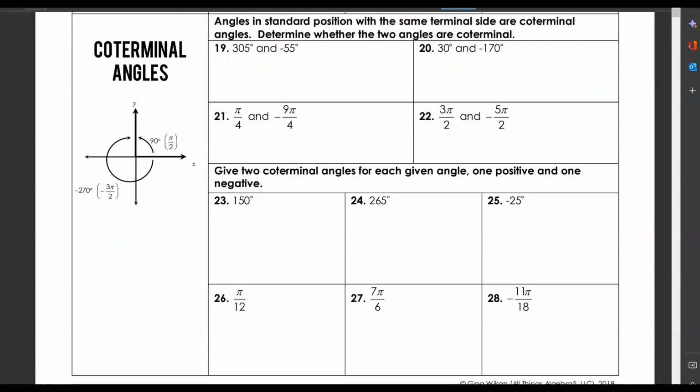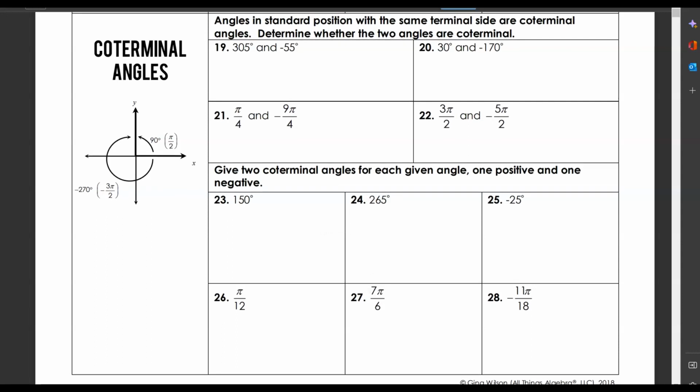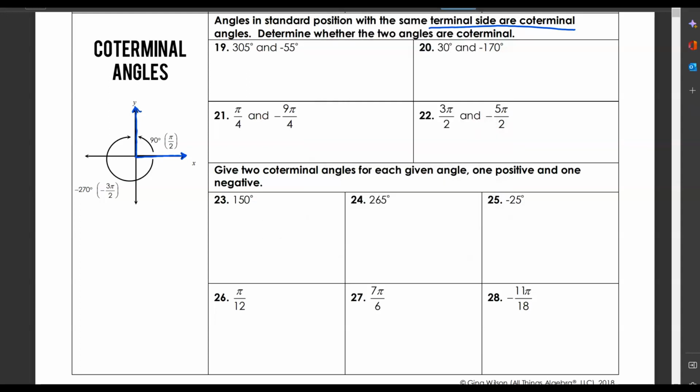This is coterminal angles. Angles in standard position with the same terminal side are coterminal. So determine whether the two angles are coterminal. So take a look at here. If we have two angles, notice this is our initial side, this is our terminal side. So if the angles have the same terminal side, they are considered coterminal.